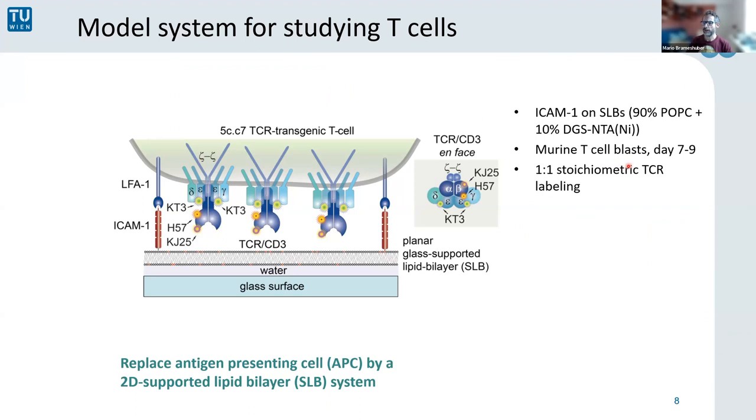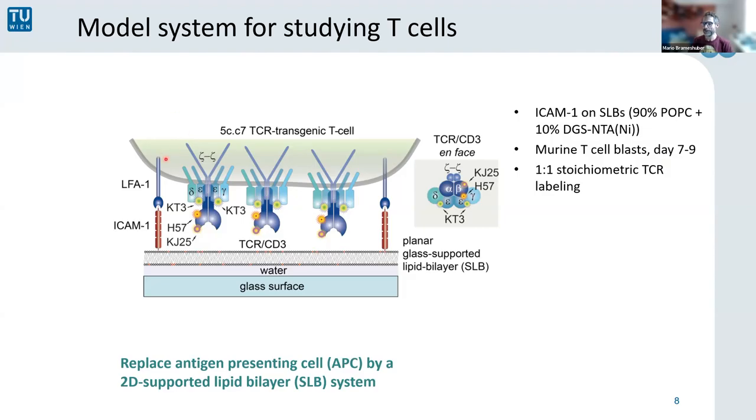It takes maybe a week or 9 days for preparation, and then you have a couple of millions of T cells. You can just add to your supported lipid bilayers, and you can see in white light, you see a nice interaction between T cells and the APC surrogates.